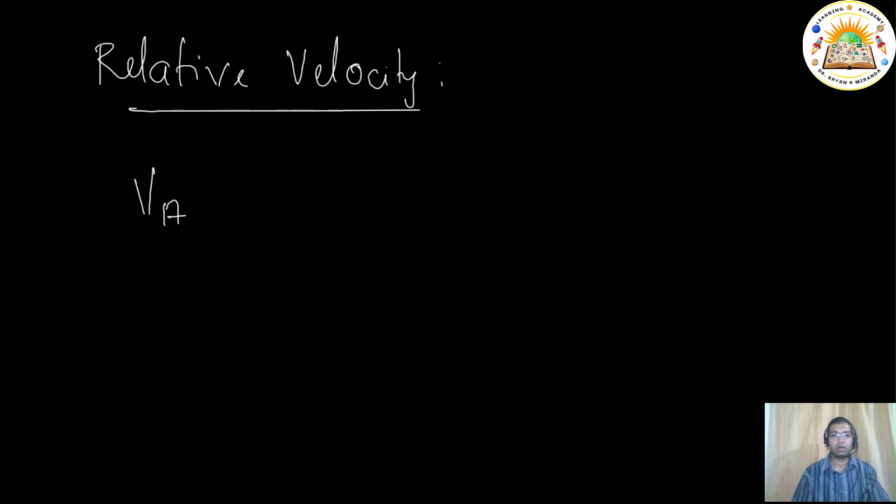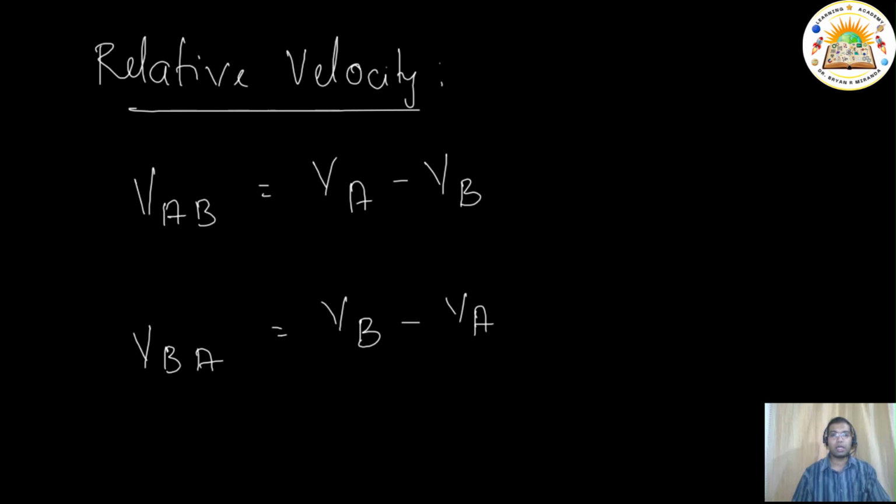And finally we saw relative velocity, where two bodies move with respect to each other. VAB can be written as VA minus VB, and VBA can be written as VB minus VA. And we saw the various cases for this: when the objects are moving at constant distance, when one object is overtaking the other, and the third case where the objects are moving in opposite directions such that the observer in one of the objects feels that the other is moving faster.